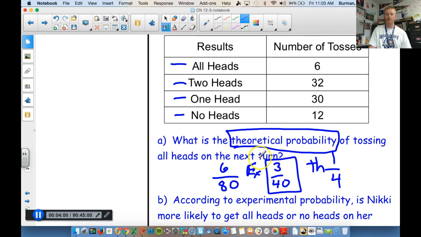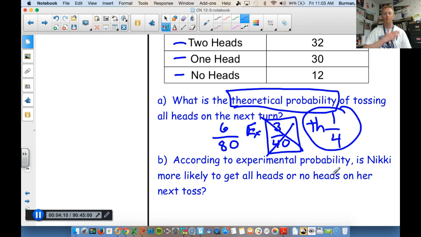So this is not the correct answer. I goofed. This is the correct answer. There's a 1/4 chance in theory that she will get all heads. My bad. But it's good for you guys to see me make mistakes too, because that doesn't happen very often. So we'll move on to part B now for official business.